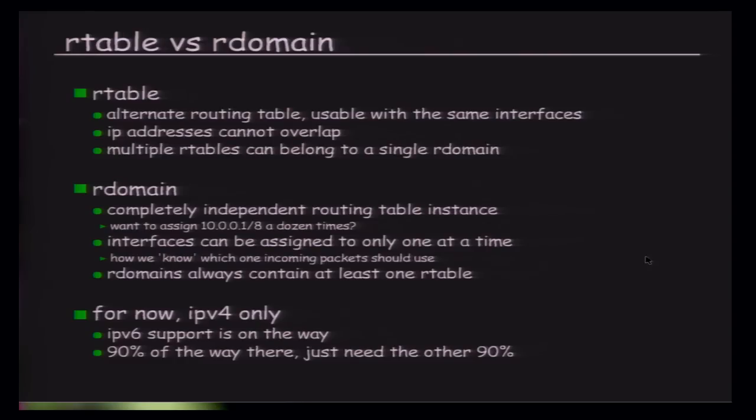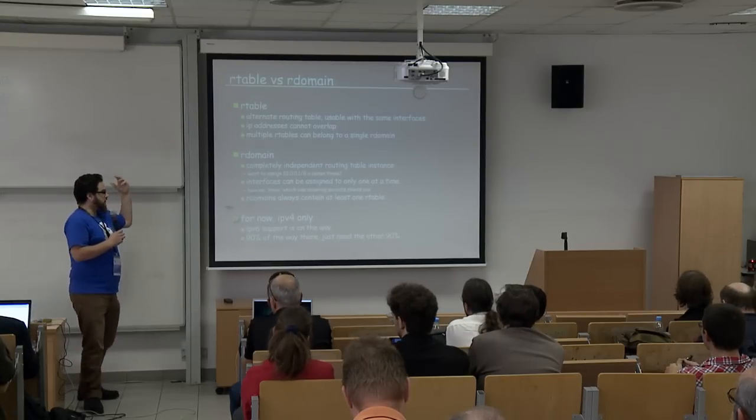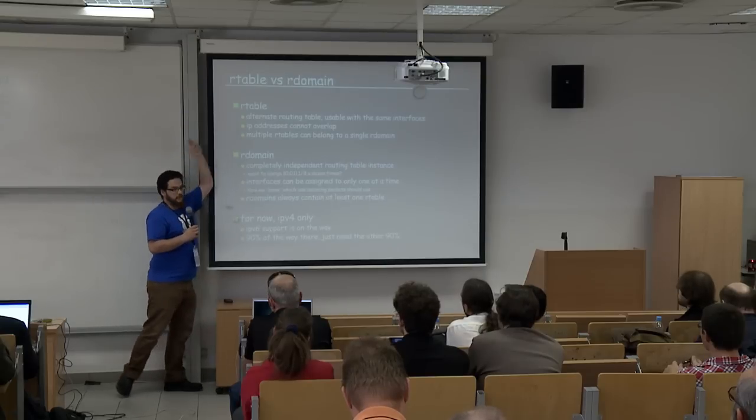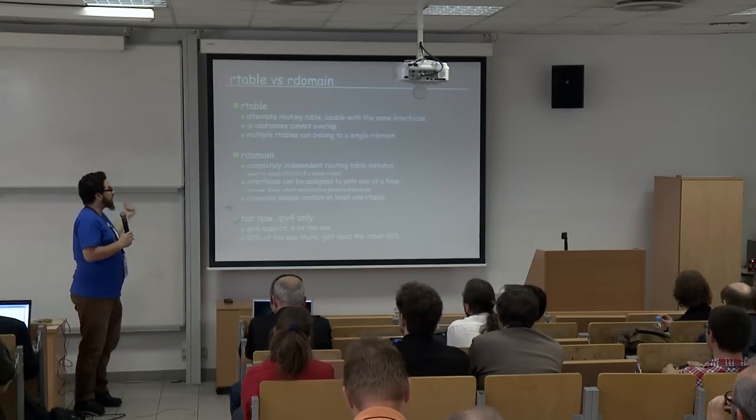Okay, so a lot of you are asking, what are these? Ordinarily you would have a single routing table inside the kernel, and that chooses where packets will go. What this does is give you two additional mechanisms. The first one is an R table, which is an alternative routing table, but still within the same overall instance. The key point is that the IP addresses and networks cannot overlap. They have to be unique within the entire system.